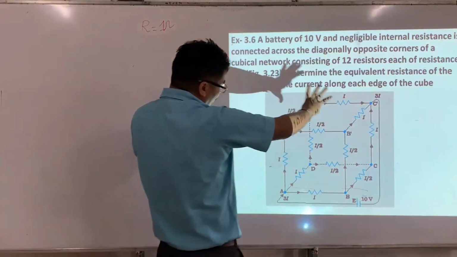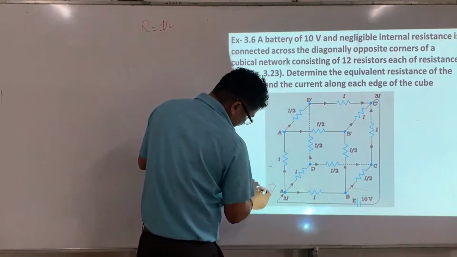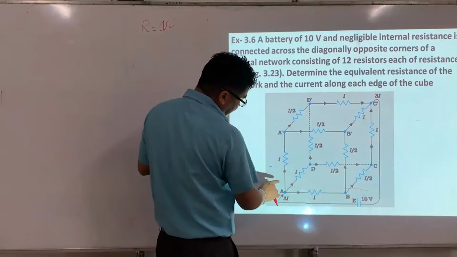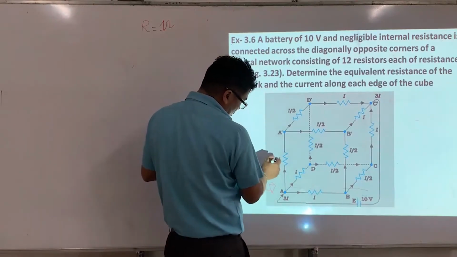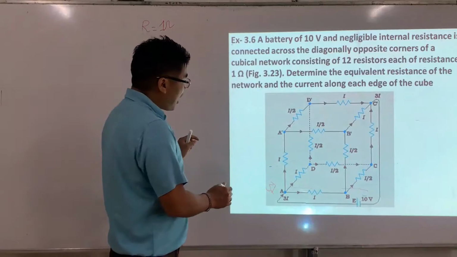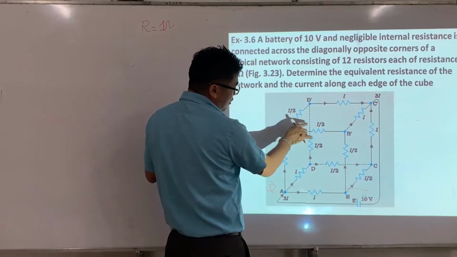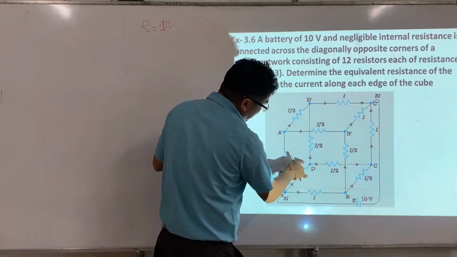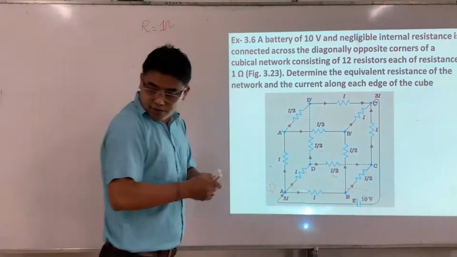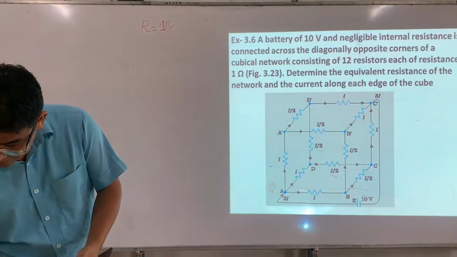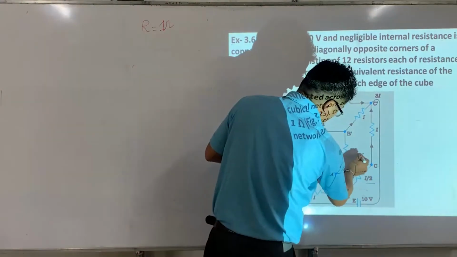Alright, so this is the whole network. Look here, I'll explain. This is the hidden edge, it is not visible. Since the resistors are the same, 1 ohm each, the distribution is equal, so this is going to be I. This I is distributed into two, so it becomes I by 2, I by 2. This I is distributed into two, I by 2, I by 2. This I is distributed into two, then this is I by 2.